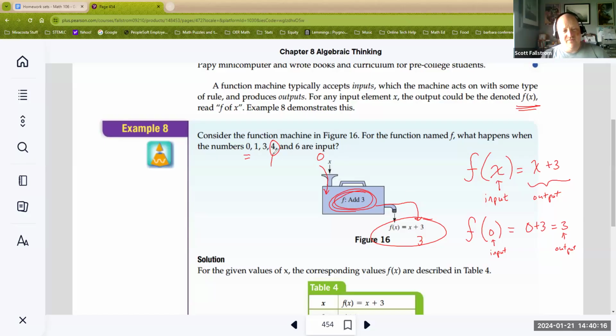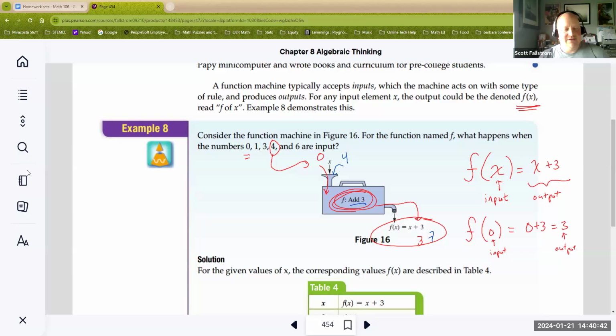What happens when I put 4 into the machine? Okay, I'll choose a different color here. So here comes 4. 4 goes into the machine. Add 3, and 7 pops out. Oh, it's a machine. It's like a vending machine, right? You put in your money, you put in $1, and a soda pops out. There's your input, there's your output. Okay.